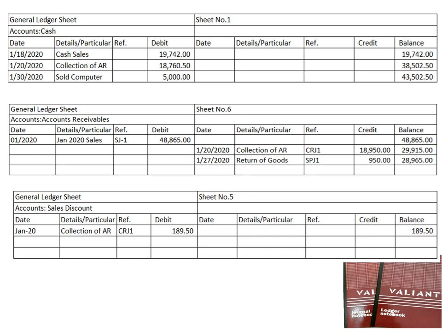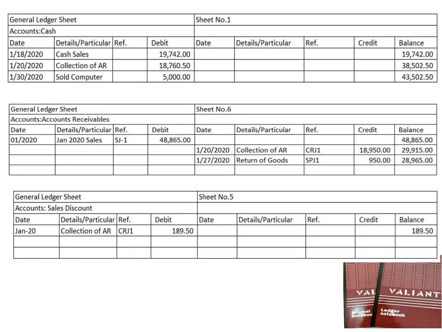So for accounts receivable, I put in here the sales journal number 1, 48,865. And then remember, we also collect for the goods of AR. We also have, so the collection would now be 18,950 or 29,9150. Okay? So we also have our returns of goods.